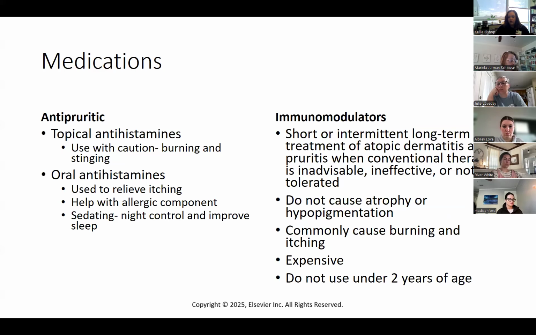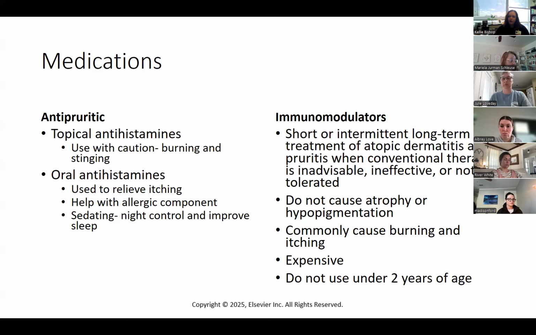Oral antihistamines we're more likely to recommend, and they can help a lot with itching at night. Not so much that they help more than they do during the day, but they're sedating so they can sleep, because with the pruritic rashes, they can't. They often are up all night scratching.